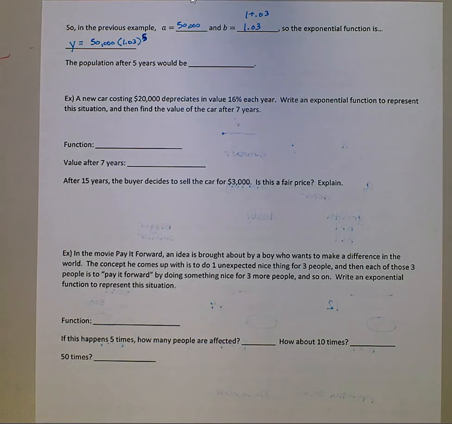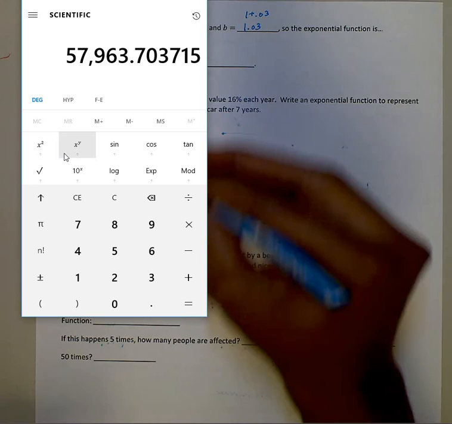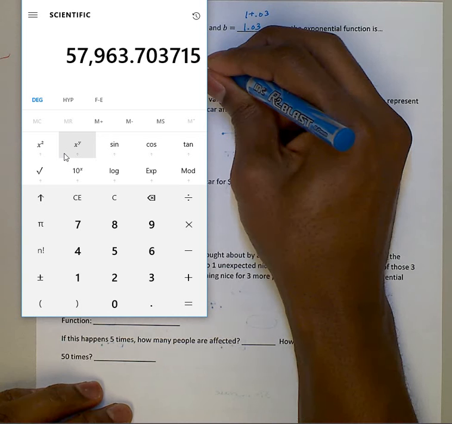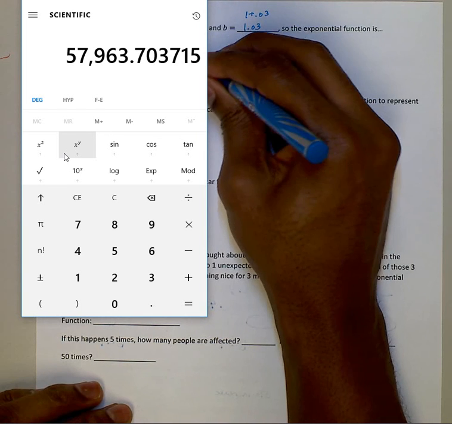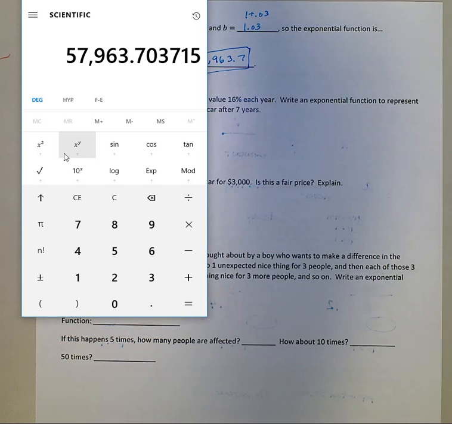If we do that in a calculator, I'll try to keep my order of operations, so I'm going to do the exponent first, 1.03 to the 5th, okay, times 50,000. Okay, and that would be 57,963.7. Probably rounded to 0.4 in a problem, but that's what I got on the calculator for right now.